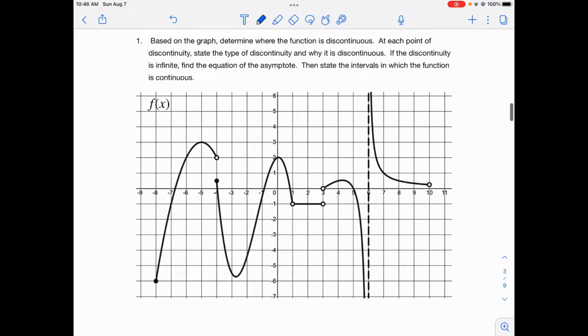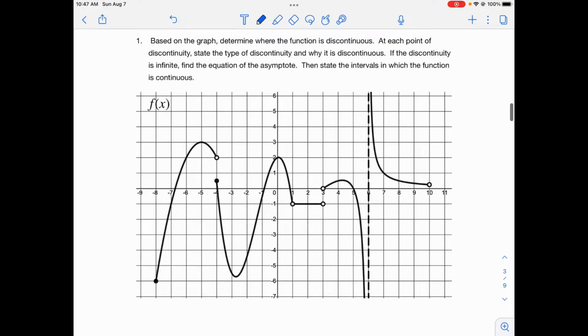Okay, so let's try a problem graphically. All right, so based on the graph, determine where the function is discontinuous. And then at each point of discontinuity, we're going to state the type of discontinuity and where it is discontinuous. If the discontinuity is infinite, we're going to find the equation of the asymptote, and we're going to state the intervals in which the function is continuous.